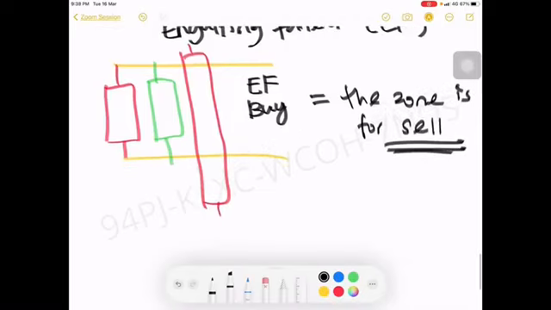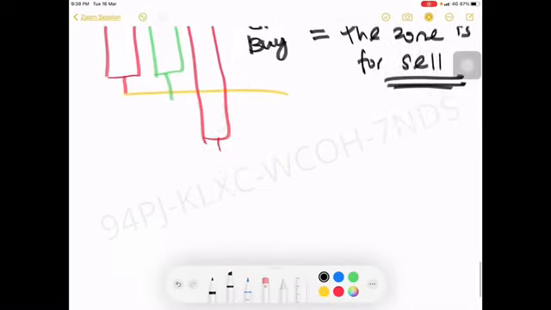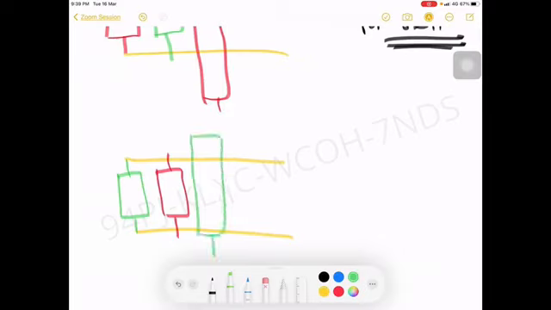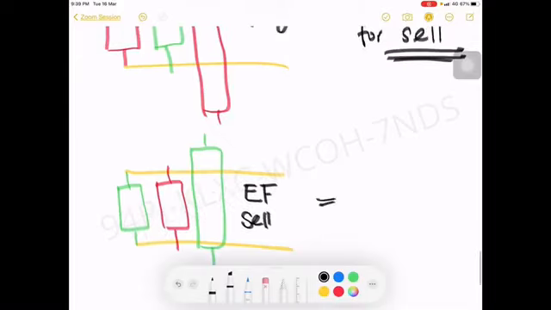All right. So then you have another one, which is going to look like this. So this zone is actually for, this is engulfing sell, right? So this place is actually for sell, but the price broke upward. So this is going to be EF. So this zone is going to be for sell or buy? Buy. Correct.